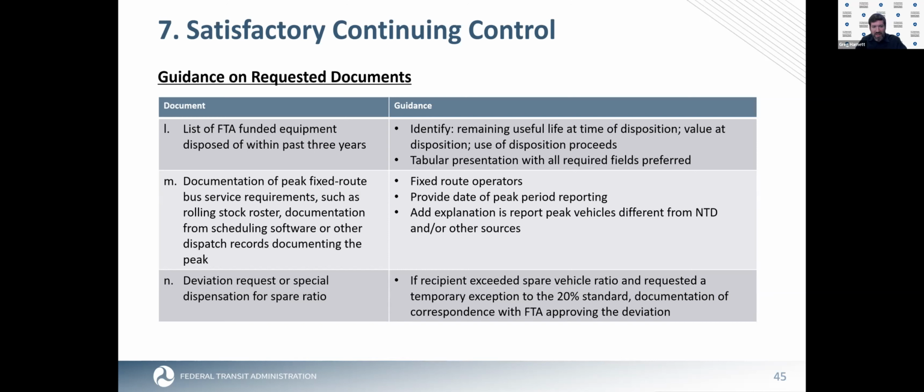Moving on to item N. So a deviation request or special dispensation for spare ratio. The basic requirement here is that if you have more than 50 vehicles, that's a large enough sample size. So FTA says your spare vehicle ratio should be about 20%. That's the standard. Now, of course, there might be a compelling reason why you differ from that standard. If that is the case, you want to make sure you provide documentation, specifically any correspondence you've had with your FTA region approving your deviation from that 20% standard.